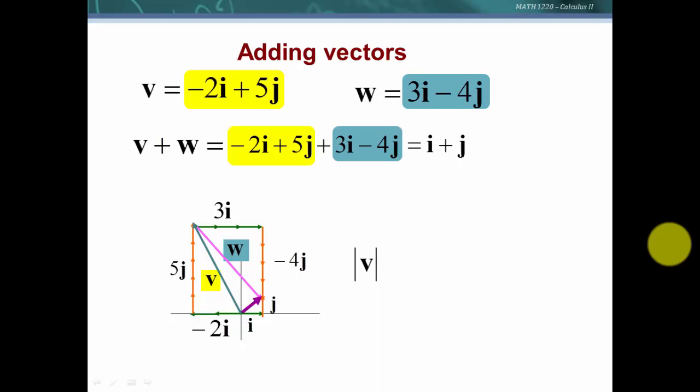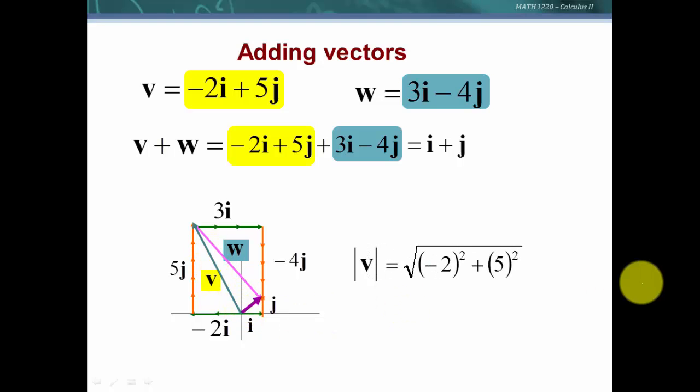Now if we wanted to know the magnitude of v, the magnitude would be the length, and remember we saw we could do that based on the Pythagorean theorem. So we could look here to get this length right here. That would be negative 2 squared plus 5 squared, and square rooted would give us that length, and so that would be the square root of 29.